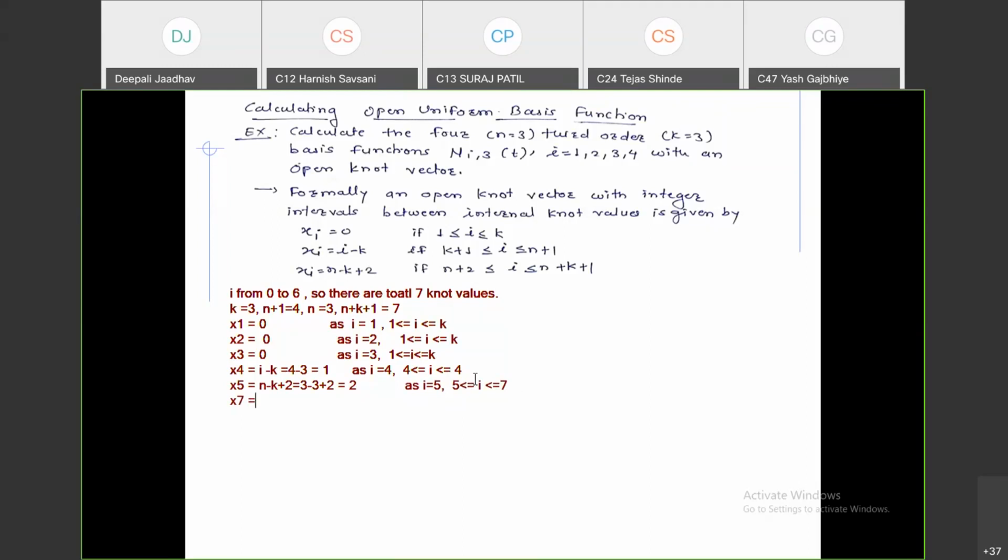X7 is equal to... So here again we compare the value of i, as i is equal to, sorry, x7, x6. i is equal to 6. As i is equal to 6, it is greater than or equal to 4 and less than or equal to 7, so it satisfies the third condition. So x6 is equal to n minus k plus 2, which is again equal to 2.